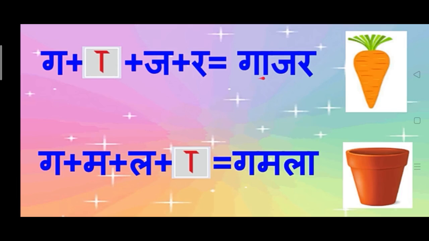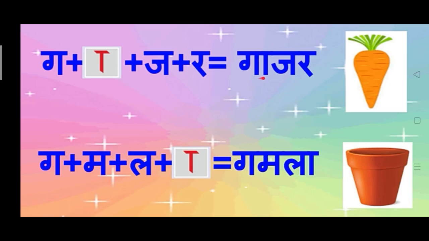Okay. One more example. Ga plus A ki matra plus ja plus ra. What is that? Gajar. Okay. Ga plus A ki matra, then plus ja plus ra. What is that? Gajar. Okay.